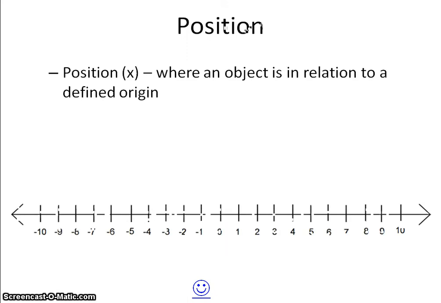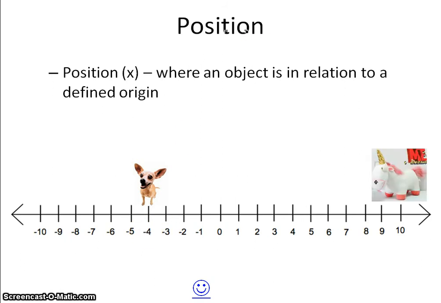Okay, so position would be something that talks about where an object is in relation to origin. Okay, so for example, the Taco Bell dog is at -4. That is his position. Okay, that is a vector quantity, given that it is a negative number. Okay, so position would be vector, because not only do we have 4 away from origin, we also have 4 away in the negative direction. Okay, the fuzzy unicorn, +10. Again, saying +10 tells us that it's 10 units away from origin.